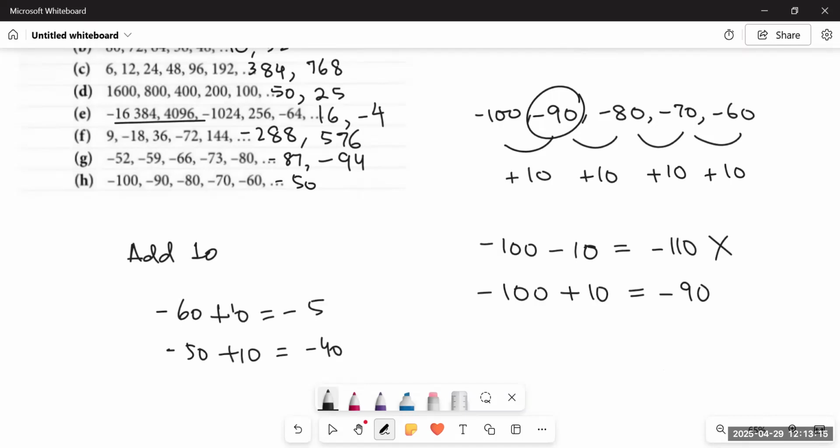So you have to practice these, students, that when negative numbers seem to be increasing, they are actually decreasing, and vice versa. Okay.